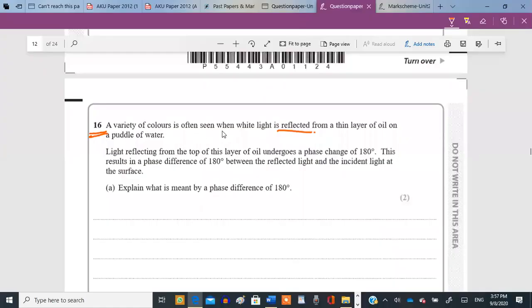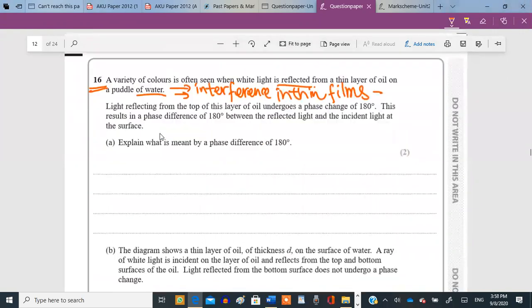A variety of colors is often seen when white light is reflected from a thin layer of oil on a puddle of water. This is actually called the interference of thin films. Okay, interference in thin films. Although not a part of the syllabus, this is actually a suggested type question. I know this from my further knowledge, so that's why I did this somewhere else.